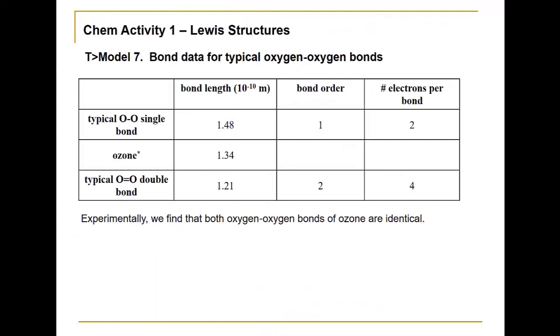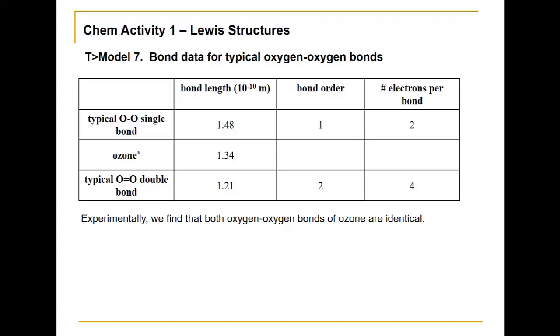Now, one of the ways that we actually know that drawing 2 resonance forms to represent ozone, or drawing 2 resonance forms to represent the carboxylate anion, is correct is if we check out bond length data, the resonance forms are more consistent with what is actually happening. So a typical oxygen-oxygen single bond has a bond length of 1.48 times 10 to the negative 10 meters. A typical double bond has a bond length of 1.21 times 10 to the negative 10 meters.